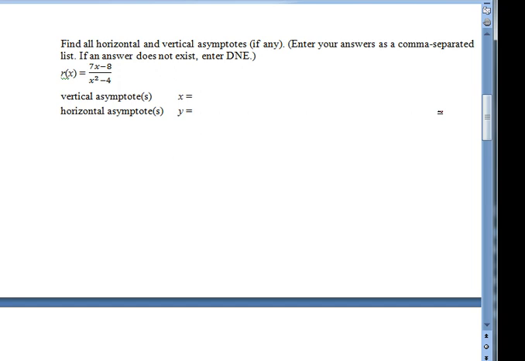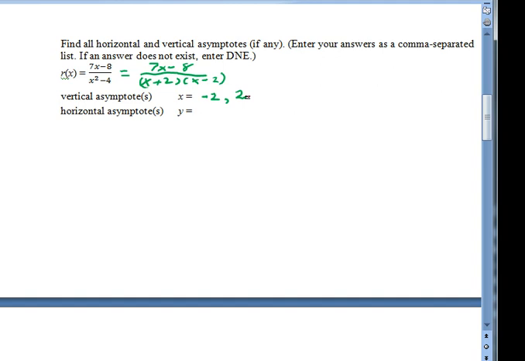Here we have the function 7x minus 8 divided by x squared minus 4. And so looking for the vertical asymptotes first, there are 2 of them. If we factor the denominator, we get x plus 2 times x minus 2. Therefore, the 2 vertical asymptotes are x equals negative 2 and x equals positive 2.